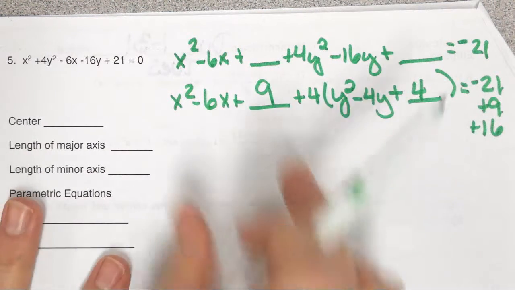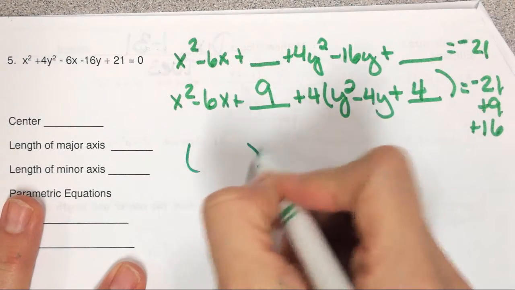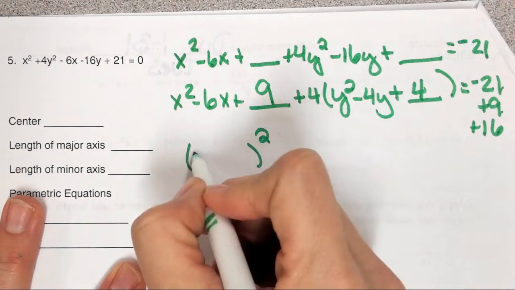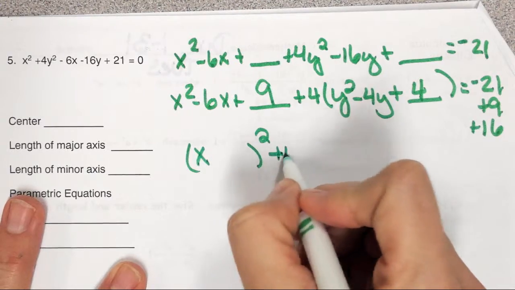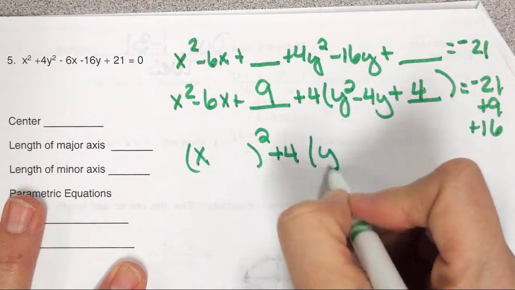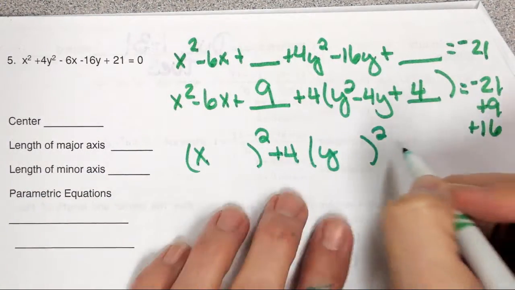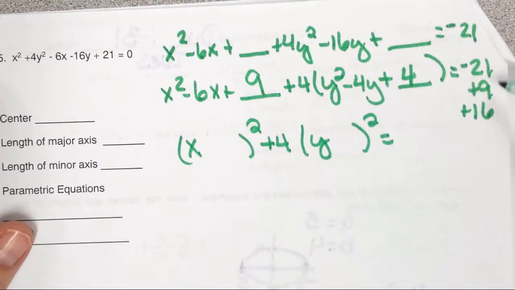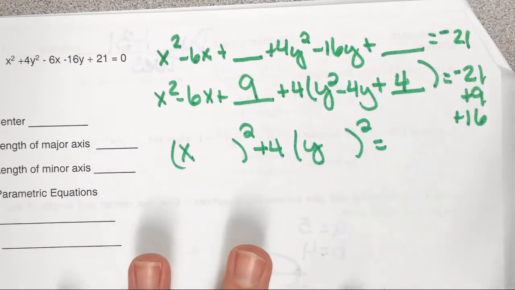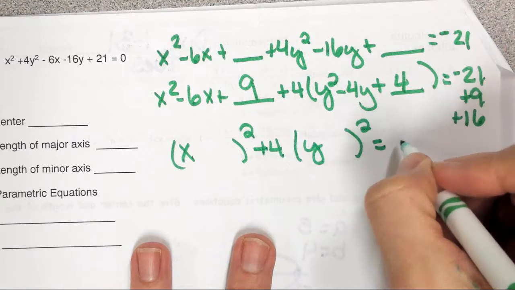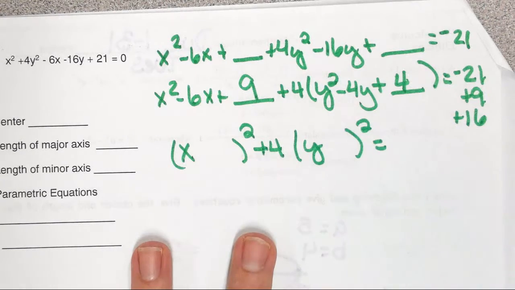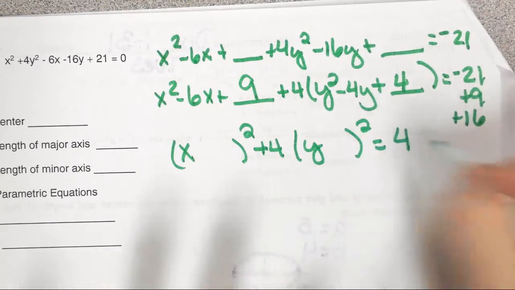Okay. Now we're going to complete the square for both of these. We're almost done. This is going to be x something squared. This is going to be 4y something squared. And I'm going to add these up. Negative 21 plus 9 plus 16 equals, God bless you, what does it equal? 4. Thank you.